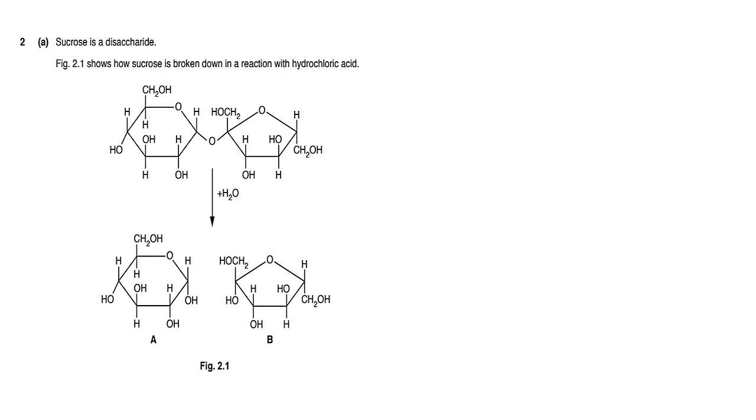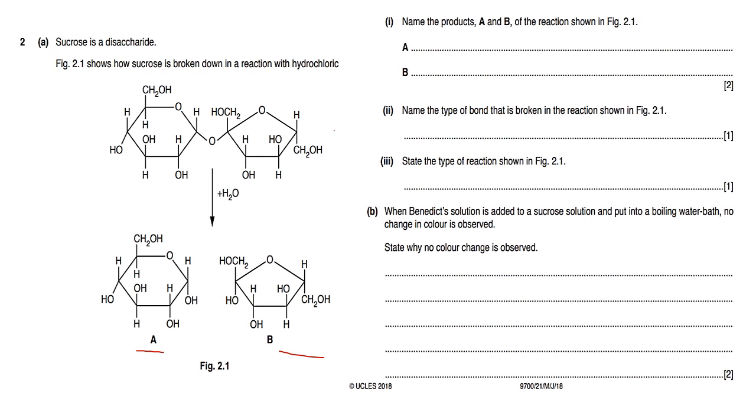All right, so let's have a look here. This says sucrose is a disaccharide, and this figure over here, let me just use my annotation tool, shows how sucrose is broken down in a reaction with hydrochloric acid. So if we add hydrochloric acid to sucrose, we would then get these two components over here. The question then says, name the products A and B shown in figure 2.1.